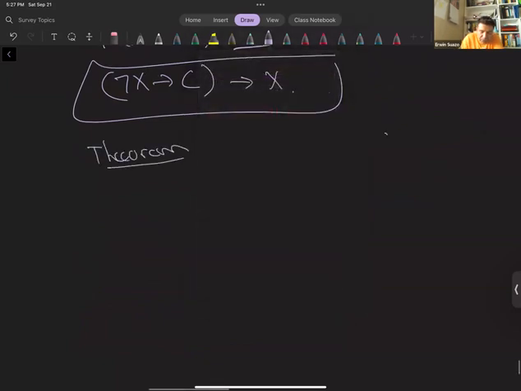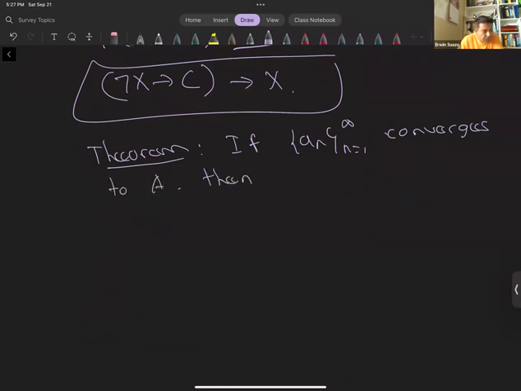Theorem: if A_N converges to A, then A_N is bounded. Okay. So try to prove that.